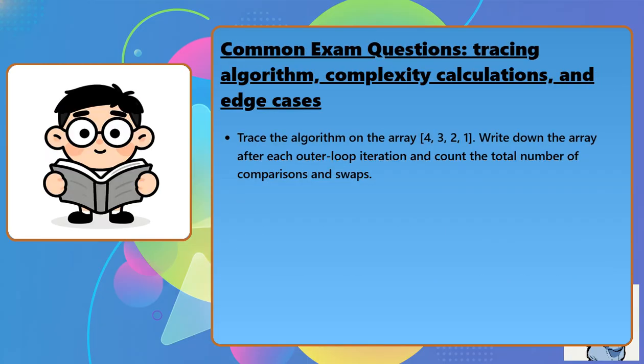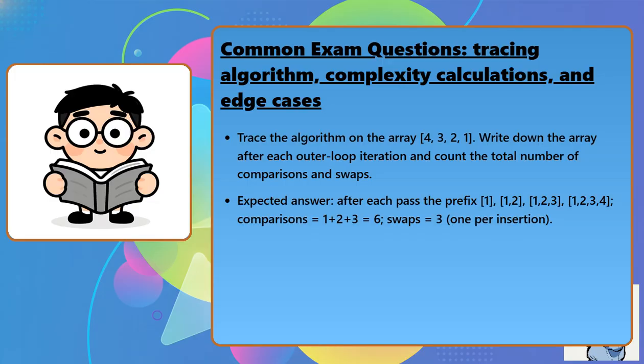Trace the algorithm on the array 4, 3, 2, 1. Write down the array after each outer loop iteration and count the total number of comparisons and swaps. Expected answer: after each pass the prefix is 3 4, 2 3 4, 1 2 3 4. Comparisons equals 1 plus 2 plus 3 equals 6. Swaps equals 3, 1 per insertion.